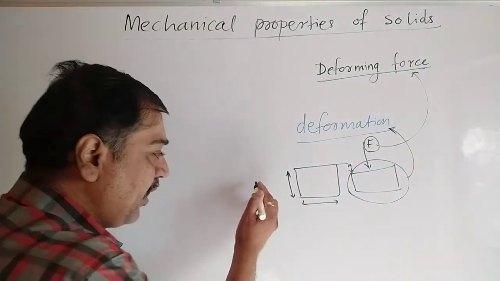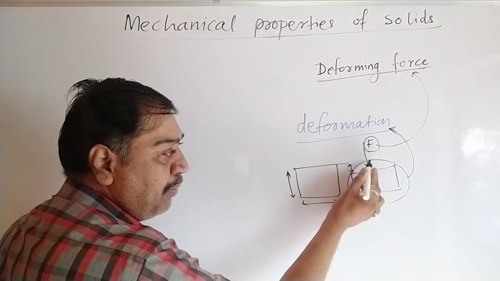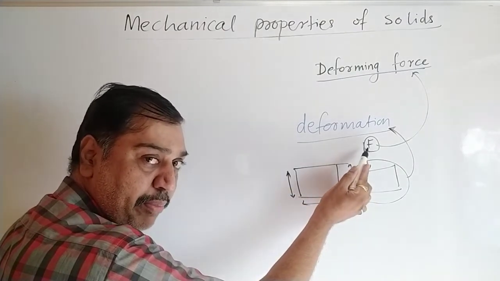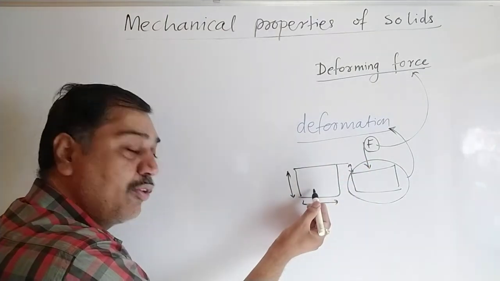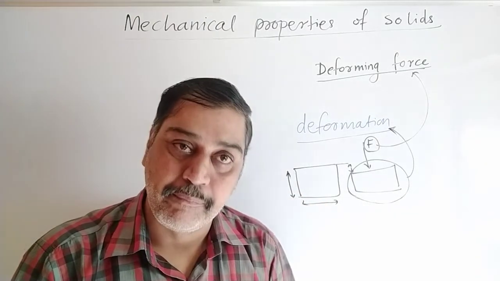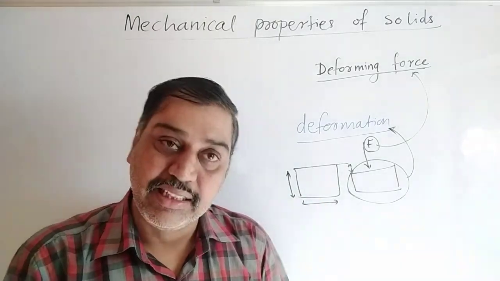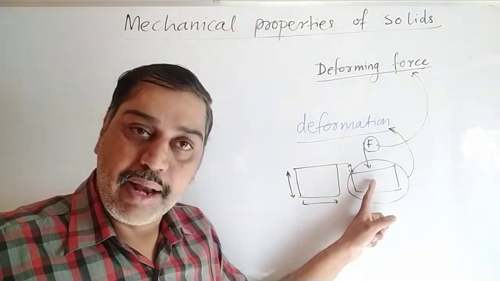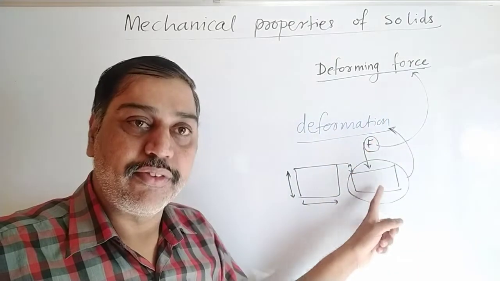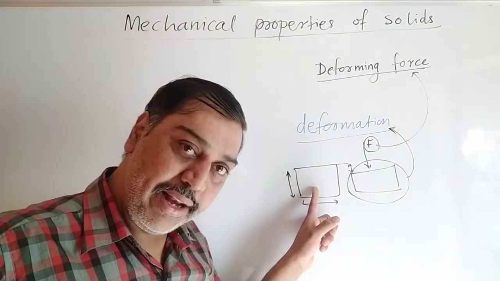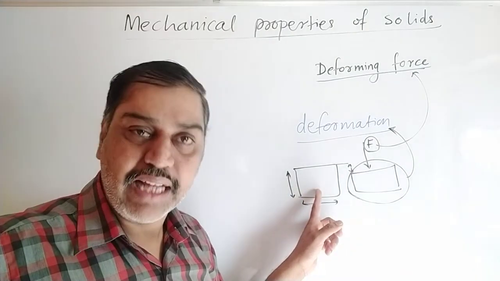Apart from this, a point to remember: now if you remove this applied force, I will draw it here. If you remove the force and the body comes to its original shape like this, after removing the deforming force, then the body is said to be an elastic body. Elastic means, after removal of the external applied force called the deforming force, if the body regains its original shape and size again, then the body is said to be elastic.